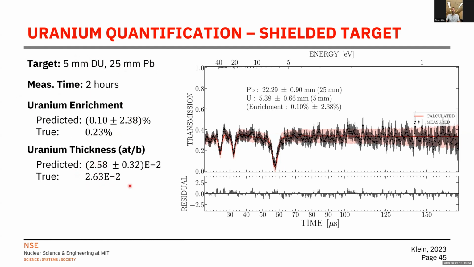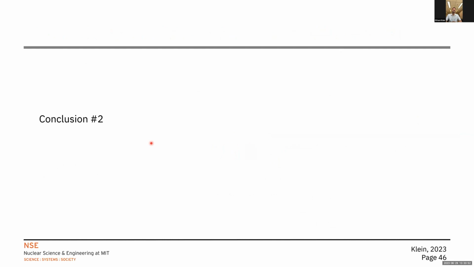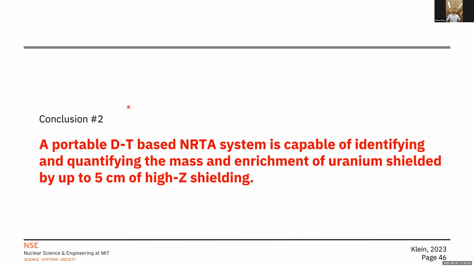So the point to make here, and you can see the comparison of black, the experimental data, with red, our prediction, is that we have a very good match, even in a situation where we have a full inch of lead shielding that would totally eliminate your ability to characterize the enrichment if you used other techniques. NRTA does let you still make that out. So conclusion number 2 is that a portable neutron generator system is capable of both identifying and quantifying mass and enrichment of uranium, even if it's shielded by up to several centimeters of high Z shield.